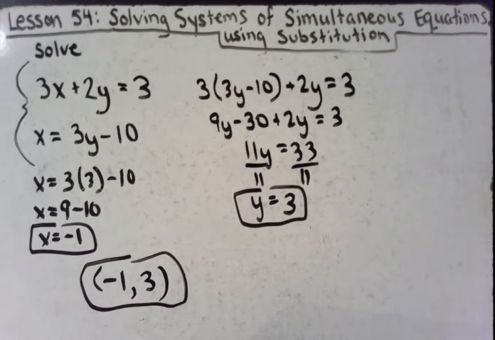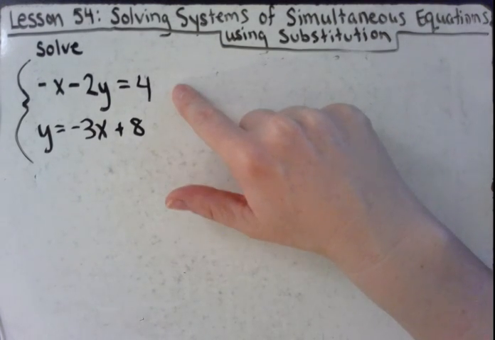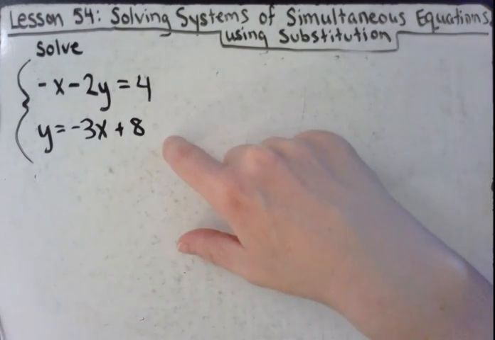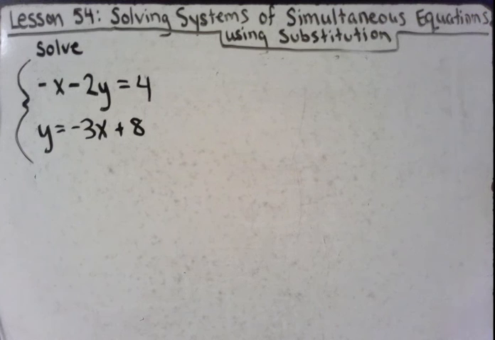Let's go ahead and do one more quick example. So for the last example, solve this system of equations: negative x minus 2y equals 4 and y equals negative 3x plus 8. Go ahead and solve for both x and y.